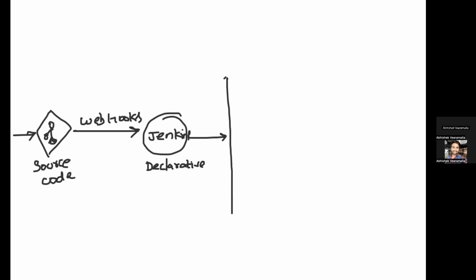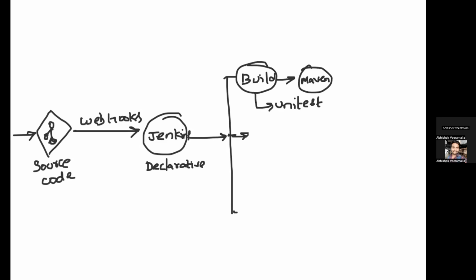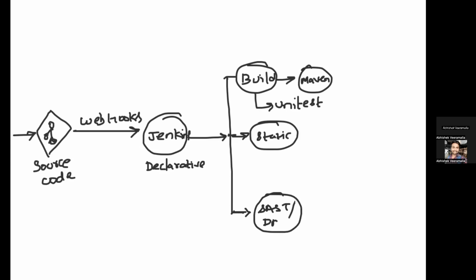Some of these stages are, the first stage would be the build stage. Using Maven as our build tool, we build the application. If the application is built successfully, where we also execute some unit tests, the next stage would be static code analysis. Using static code analysis, we verify that this application is not exposed to any static code issues. After that, we also have some SAST and DAST tools where we verify the application security.